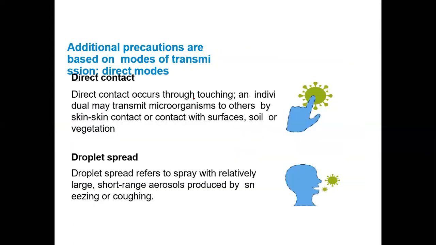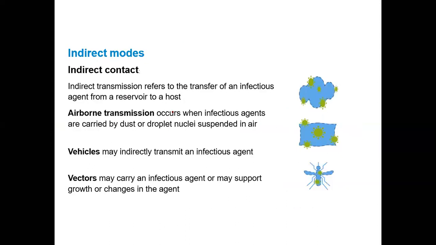We have extra precautions that based on mode of transmission, as we mentioned, like direct contact occurs through touching an individual may transmit microorganisms to other by skin to skin and contact to the surfaces, soil and vegetation. Droplets spread refers to spray and relatively large short range aerosols. Indirect contact or indirect transmission can occur through touching other surfaces and reservoirs. The airborne transmission is highly possible.